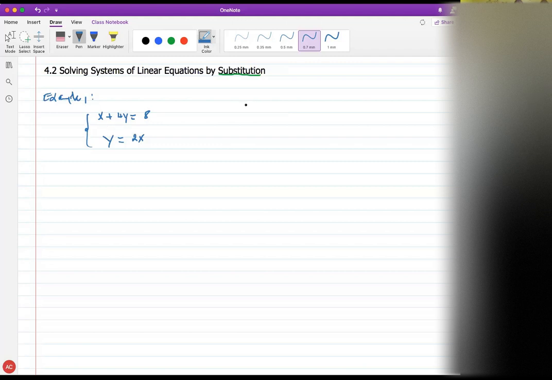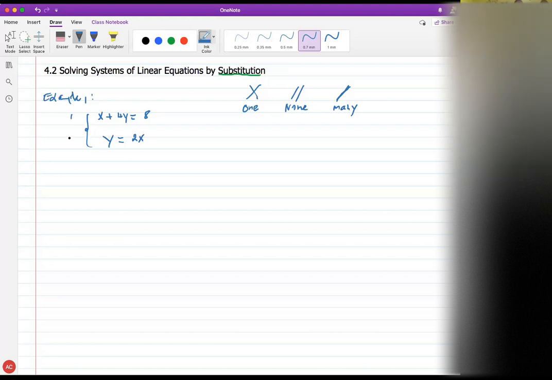Just like last time we learned, there could be one solution, when the two lines meet. It could be none, that's when the lines are parallel. There could be many, that's when the lines overlap like this. But we're going to find how many solutions we have without graphing, by doing some solving. So here's how the substitution method works.